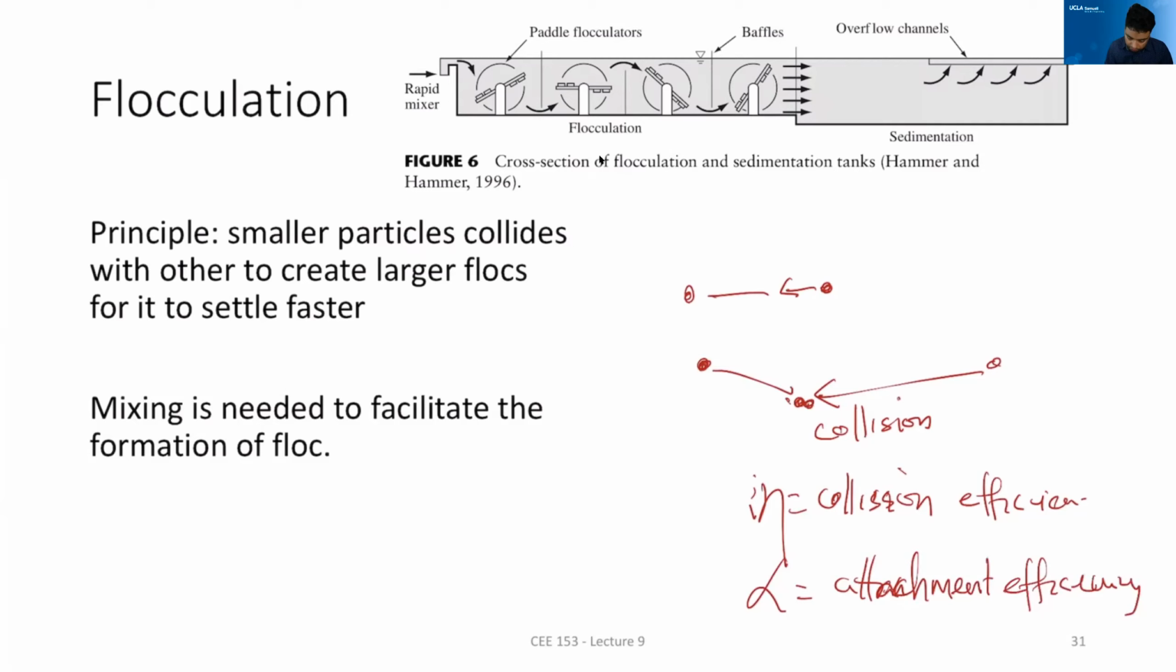So alpha is 1 means everything that collides, 100% of them stick. So alpha could be equal to 0 to 1. 1 means 100% efficiency. And collision efficiency is all about the probability of colliding. And collision efficiency depends on size as well as the mixing rate. If you are mixing too much, you are more likely going to collide them. So collision efficiency depends on the power of the mixing.